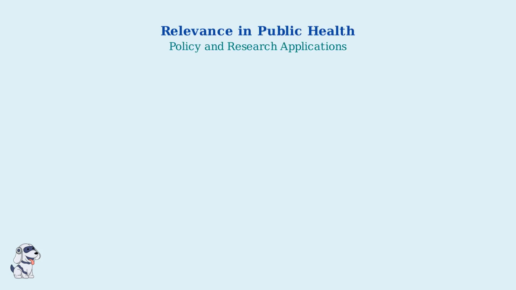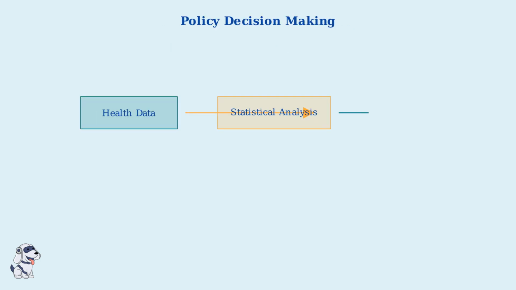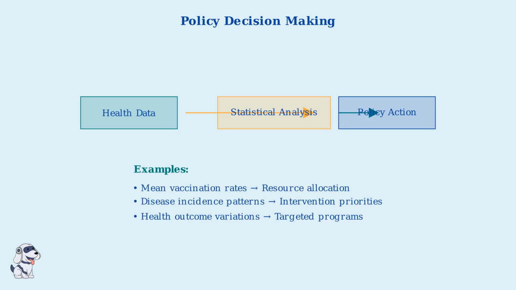Statistical measures of central tendency and dispersion play a critical role in public health, serving as the foundation for evidence-based policy decisions and rigorous research practices. Health officials rely on statistical measures to transform raw health data into actionable insights. This process begins with data collection, moves through statistical analysis, and culminates in informed policy decisions. For example, mean vaccination rates help determine where to allocate limited vaccine supplies. Disease incidence patterns guide intervention priorities, and variations in health outcomes inform the design of targeted programs for specific populations.